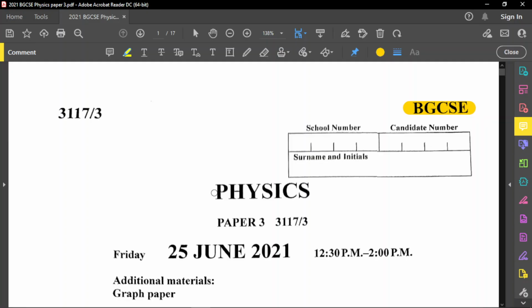Today we're reviewing a physics paper, and it is Paper 3 from the year 2021. Please remember to write your school number, also write your candidate number and your surname along with your initials.